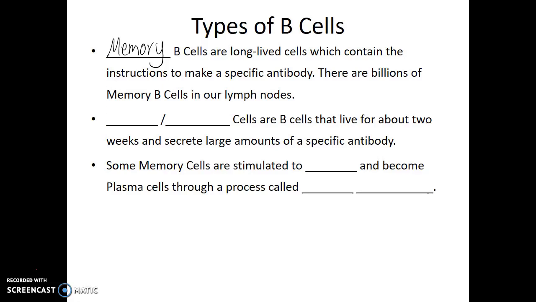These memory B cells, while they do not produce large amounts of antibodies on their own, have antibodies of a specific type surrounding their outer surface. And if those antibodies end up recognizing an antigen in their environment, that will activate that memory B cell to begin dividing. Some of those memory B cells will then become plasma or effector cells.